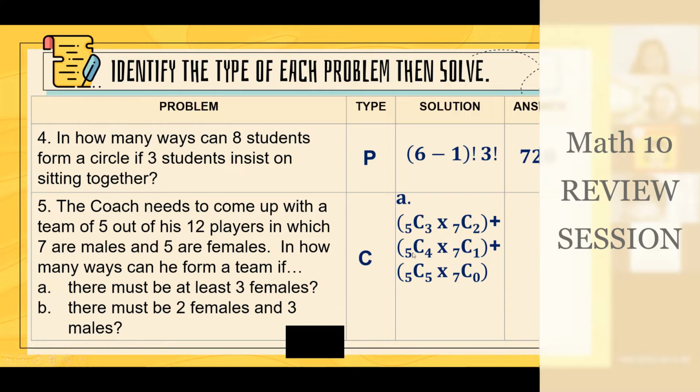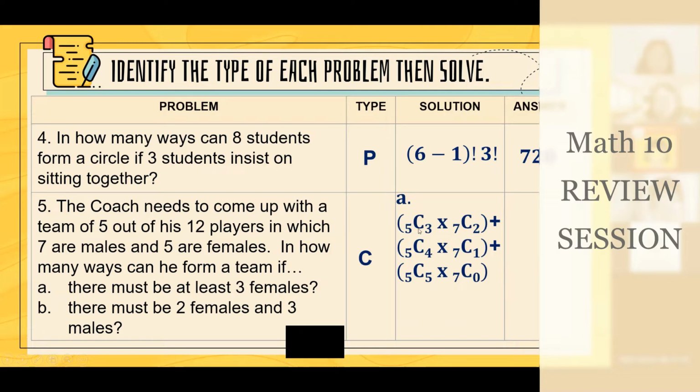And then plus 5C4, kasi at least 3. So possible to have 3, 4, 5. Kaya we have here 3, 4, 5. 5C4 times 7C1 na lang from the boys, from the males. And then 5C5, all females, kasi at least 3. So possible to have all females yung committee or yung team, times 7C0 na from the male.